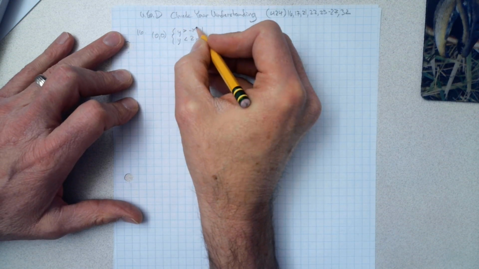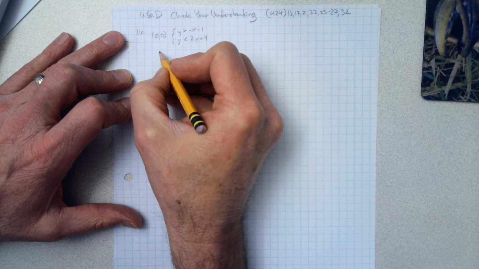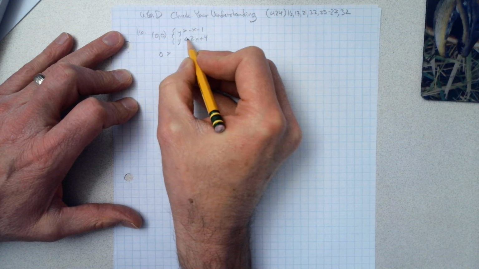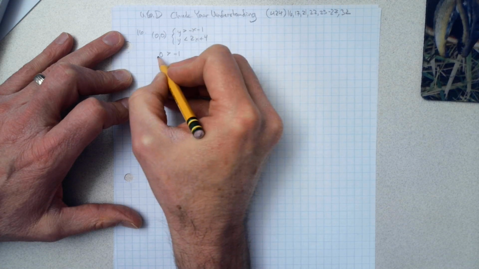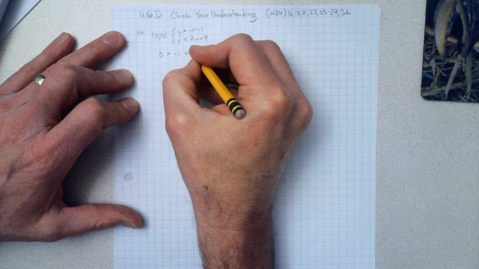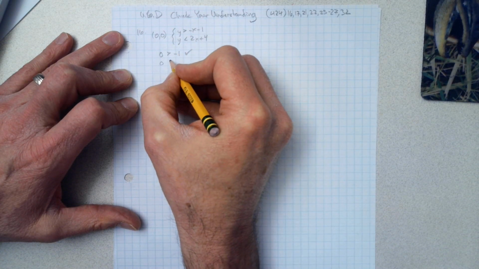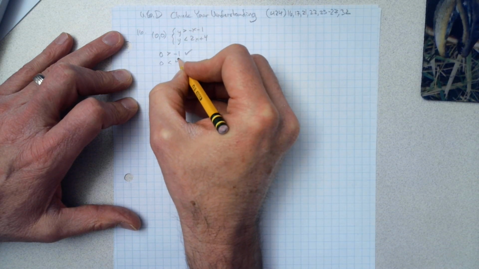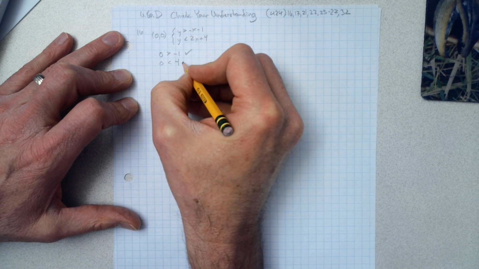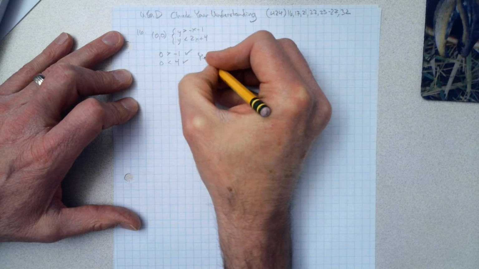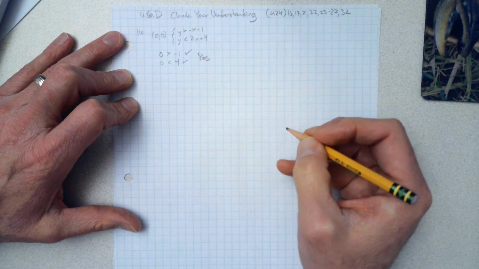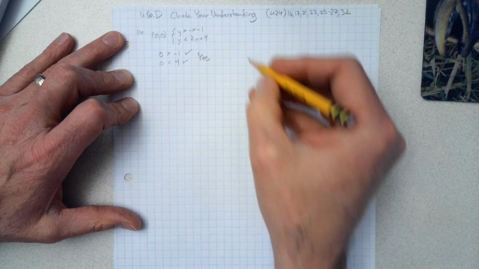I'll check this in the first equation. That'd give me 0 is bigger than negative 0 minus 1. 0 is bigger than negative 1. If I try it in the second equation, I get 0 is less than 0 plus 4. And 0 is smaller than 4. So yes, (0, 0) is a solution to that system.